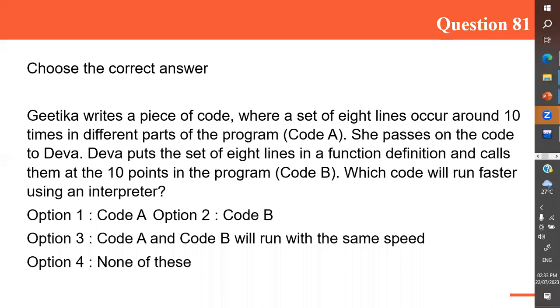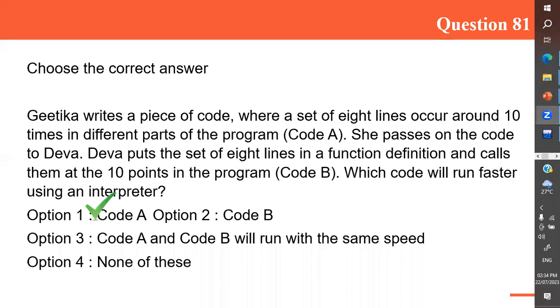So what's the answer for this? Which one is faster with an interpreter? Code A is faster with an interpreter because without functions is faster. Understood, boys and girls? I hope everyone is clear with it. Because of the interpreter, code A is faster. Same thing, if I change the last line to ask which is faster with the compiler, in that case, what will it be? Code B. Okay. I hope you understood what I mean. That's the specialty of the interpreter which we are talking about.